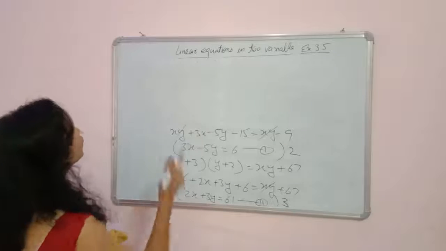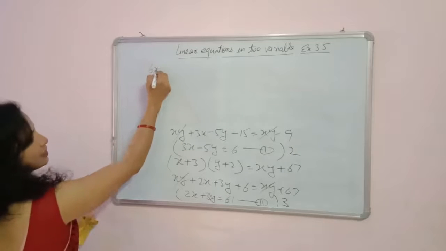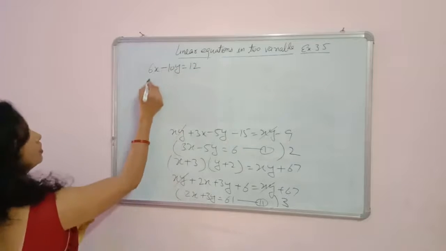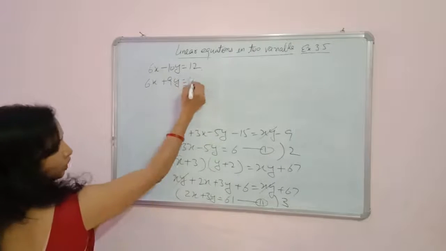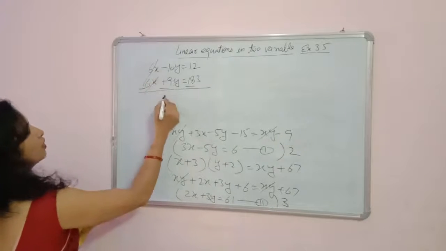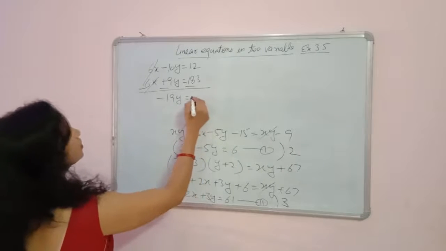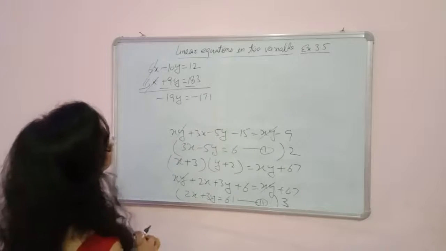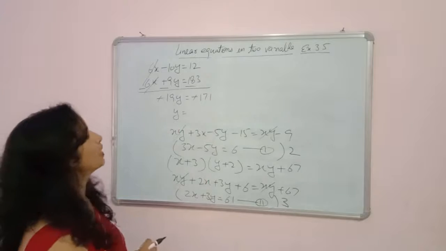So I am going to write the answer we get after multiplying. It will be 6x minus 10y is equal to 12, and this one 6x plus 9y is equal to 183. So we are going to subtract the equations. We get minus 19y is equal to how much? Minus 171. Yes, minus will cancel out with minus. Then y is equal to 171 upon 19.